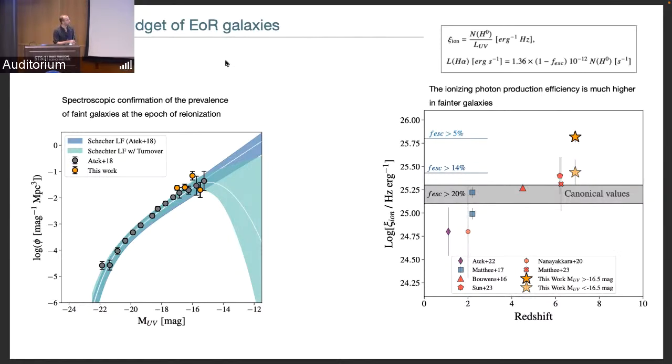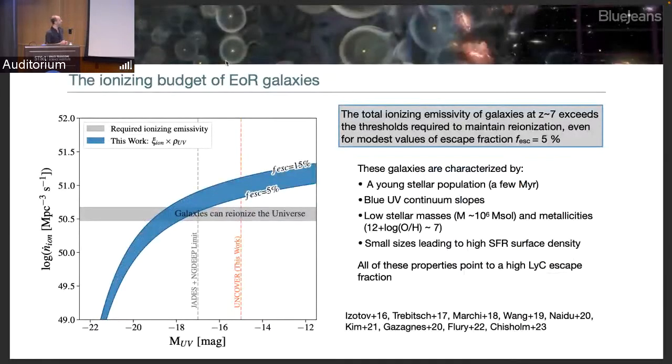If you combine these two pieces of information, you can measure the total ionizing emissivities of galaxies and see if they can reionize the universe. And of course, this is what we did. Here you have the total ionizing emissivity for galaxies as a function of the integration limit in MUV. You see here, when you account for these faint galaxies, the total emissivity is actually higher than the threshold where galaxies can reionize the universe. Most importantly, you need only modest values of escape fraction to do the job. For only 5%, you can already reionize the universe with these galaxies.